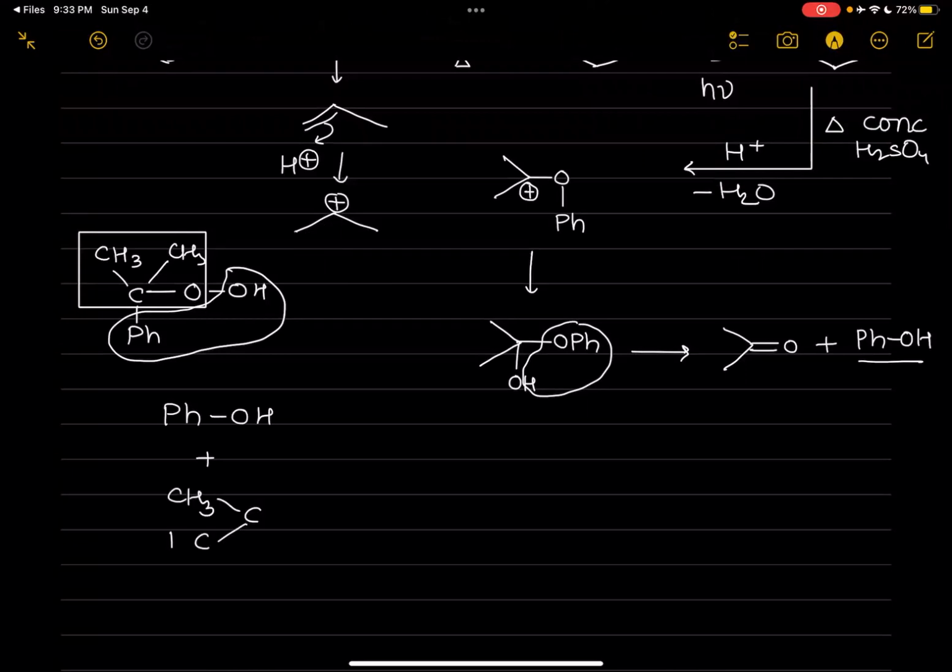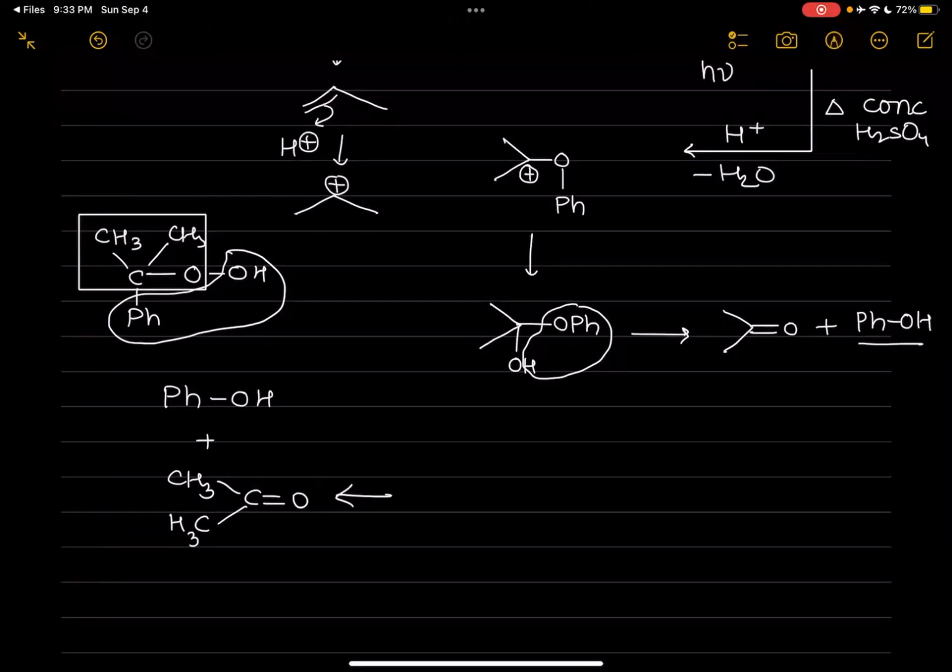So there are questions many times asked, what is the byproduct for the preparation of phenol in cumene hydroperoxide method? It is acetone. Is it clear, Darshan?